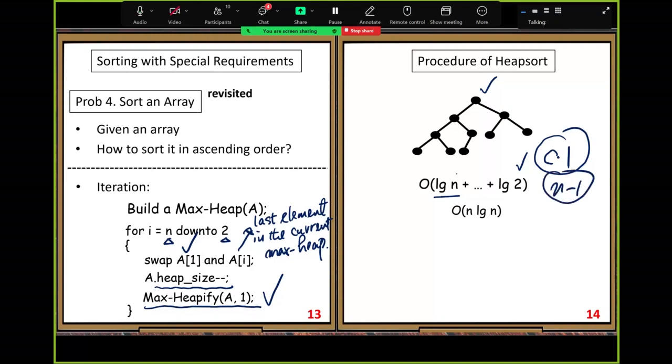Yeah, because this term corresponds to n. The next term corresponds to n minus 1, all the way down to 2, but the 1 is missing, right? So the number of terms is n minus 1, but we can drop that minus 1 and just use n here. Each term is less than or equal to log base 2 of n, right? So for each term, we just use log n to represent it. So then the total cost should be less than or equal to big O of n log n.